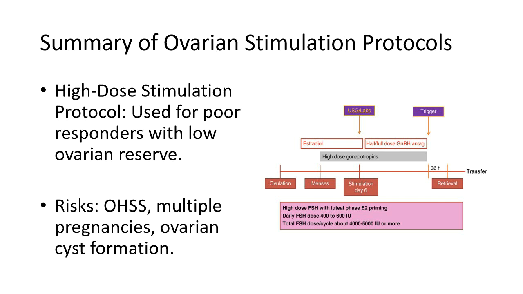Higher costs. Ovarian stimulation protocols in IVF and IUI are tailored to the individual patient's needs based on factors such as age, ovarian reserve, and previous response to treatment. By carefully monitoring ovarian response and adjusting the treatment, success rates can be improved while minimizing risks such as OHSS.